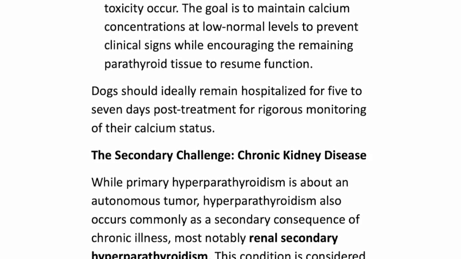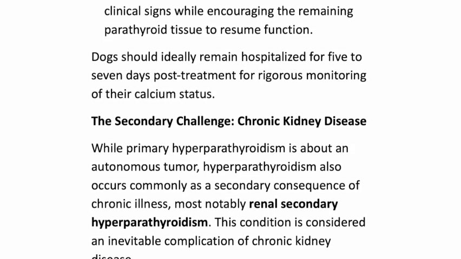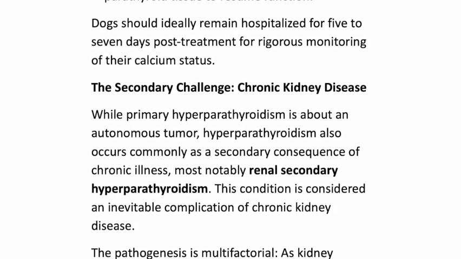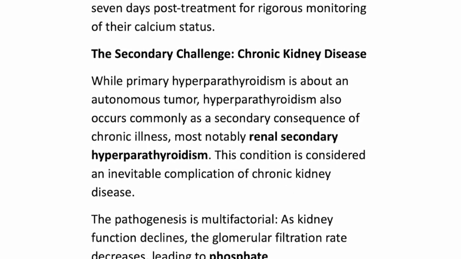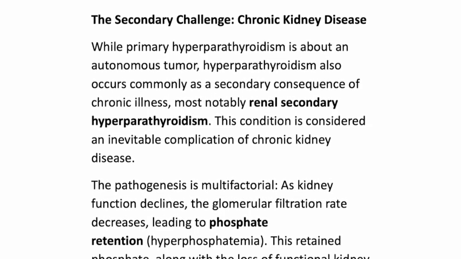The secondary challenge, chronic kidney disease. While primary hyperparathyroidism is about an autonomous tumor, hyperparathyroidism also occurs commonly as a secondary consequence of chronic illness, most notably renal secondary hyperparathyroidism. This condition is considered an inevitable complication of chronic kidney disease.